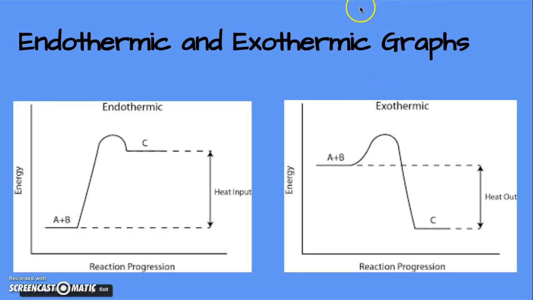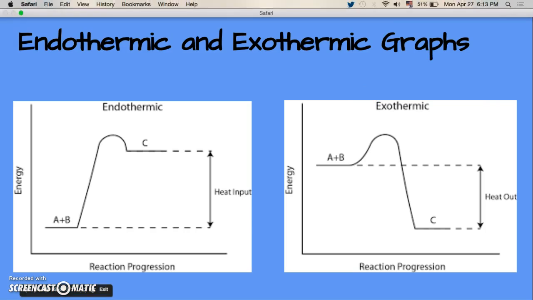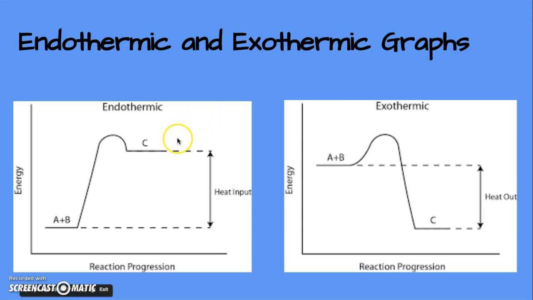So, these two types of reactions can be represented graphically. In this graph, you will see an endothermic reaction. So as you can see, there is much more heat put into the reaction than heat and energy released from the reaction. In this exothermic graph, you can see that the amount of heat or energy released is much higher than the amount of heat or energy put into the reaction.